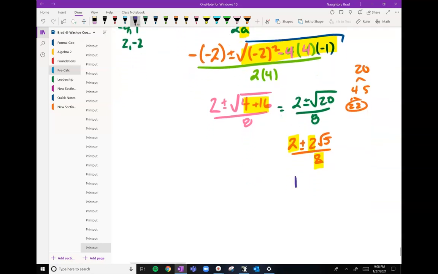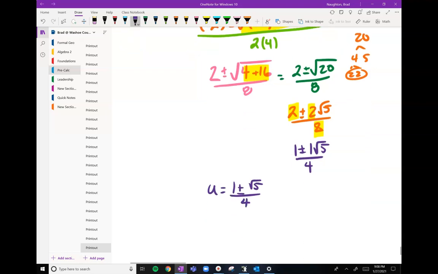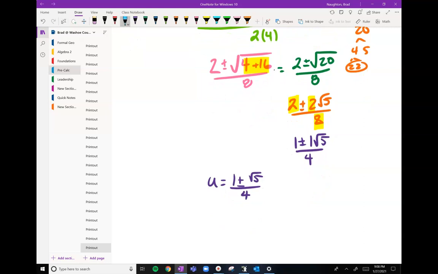So we're going to get 1 plus or minus root 5 over 4. Basically, we're going to be left with u is equal to 1 plus or minus root 5, all over 4. Again, with the plus or minus, one is going to be a plus and one is going to be a minus. Lord have mercy.